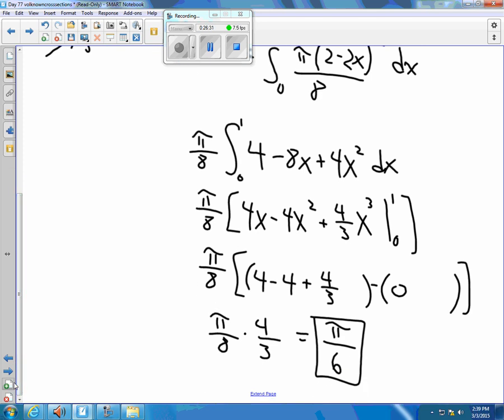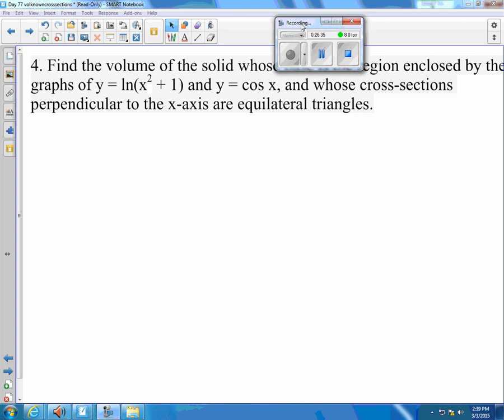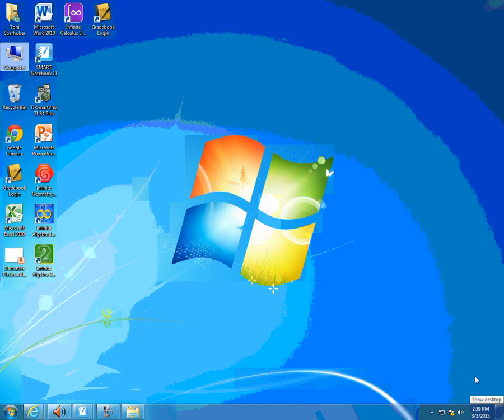Okay. One more. I think there's one more. Okay, so now we want to find the volume of a solid whose base is the area enclosed by the graph y equals ln of x squared plus 1, y equals cosine x, and whose cross-sections are perpendicular to the x-axis, and those cross-sections are in the shape of equilateral triangles. Well, you know we're going to need to use our calculator on this one, because those points of intersection won't be pretty. So we just take out our calculators.